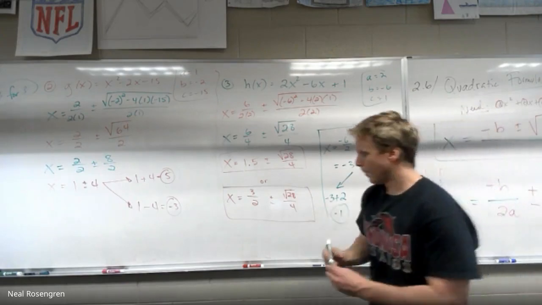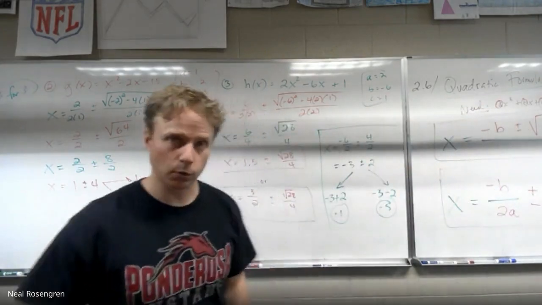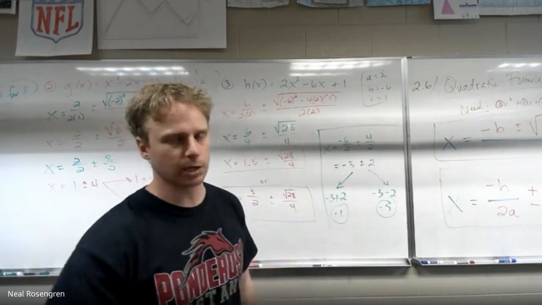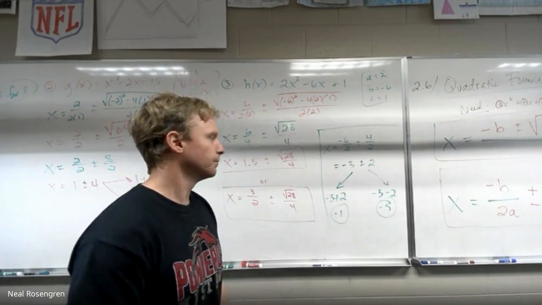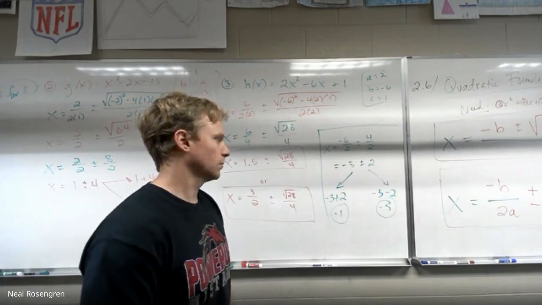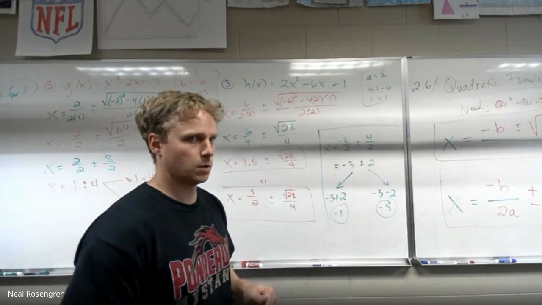And so what happens is if you have a really nice square root, you're going to get actual numbers for answers. If you don't have a nice square root, then we just kind of leave that as best we can. Cool? Yeah. Cool.